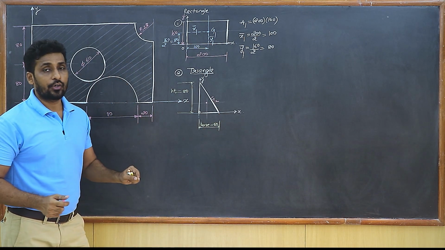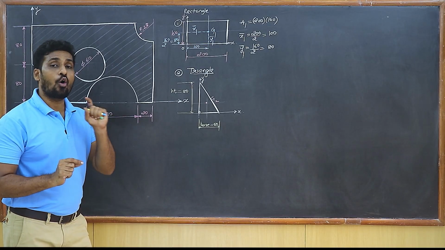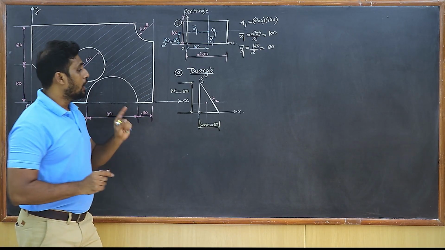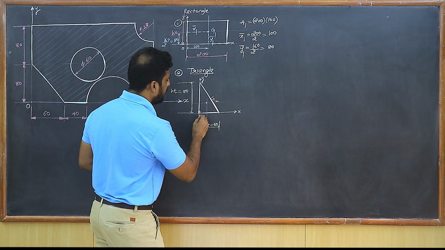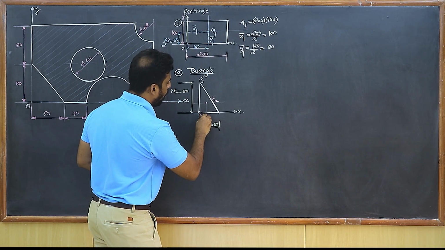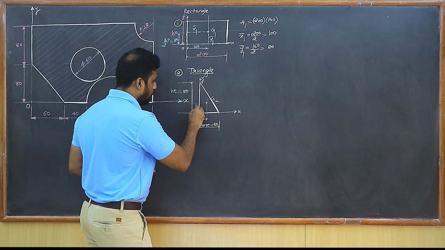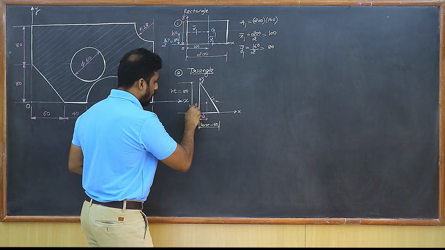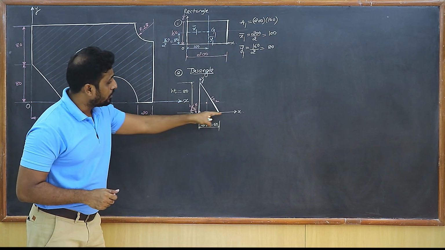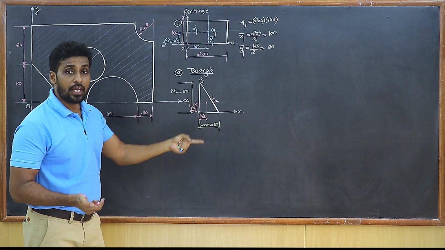Remember that a right angle triangle is also not a symmetric diagram. Its centroid always lies at 1/3 distances from the perpendicular sides. So I can say this is base B. So this is going to be B upon 3, isn't it? Whereas this distance is going to be H upon 3. The distance of the centroid from the base is going to be H upon 3 and from the height is going to be B upon 3.